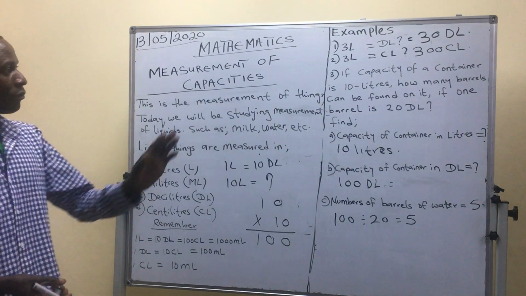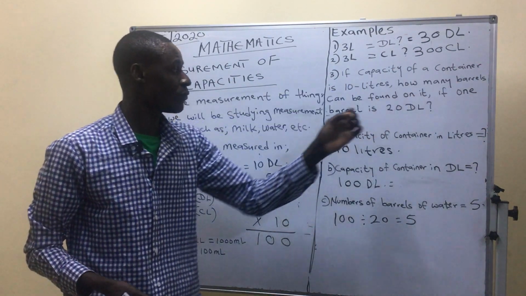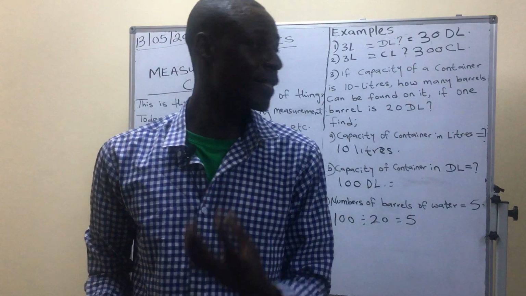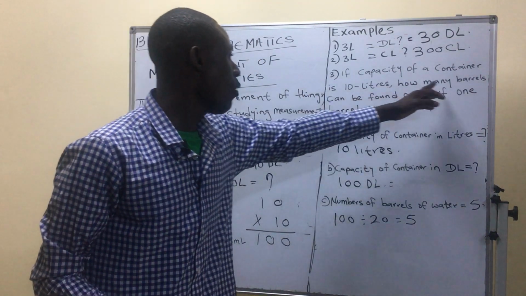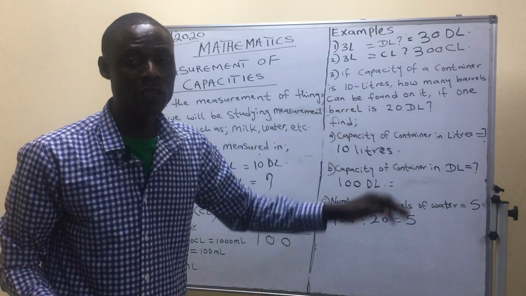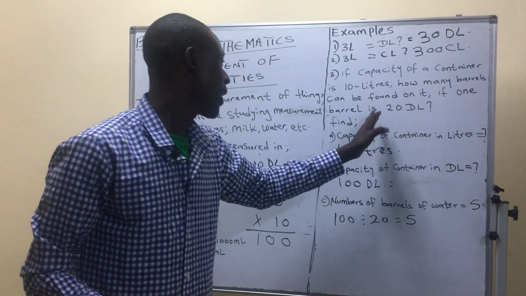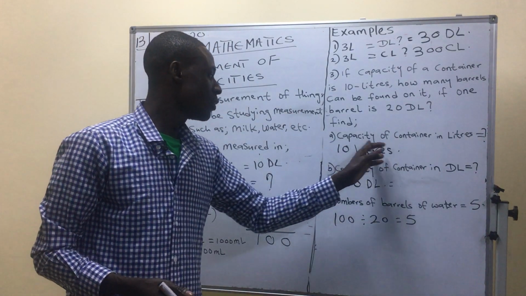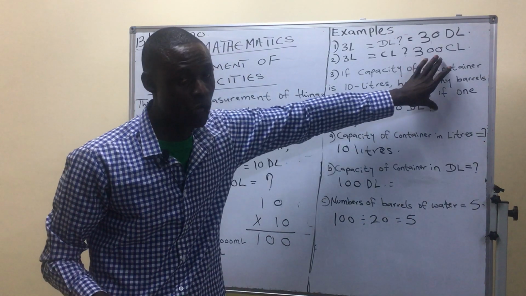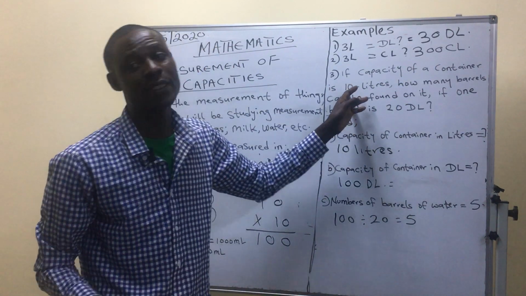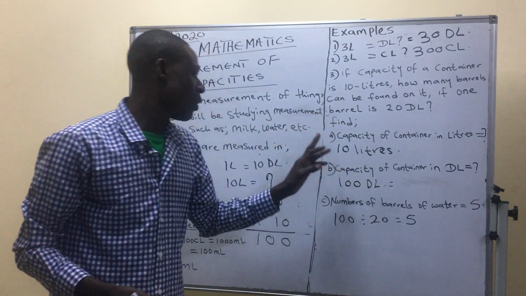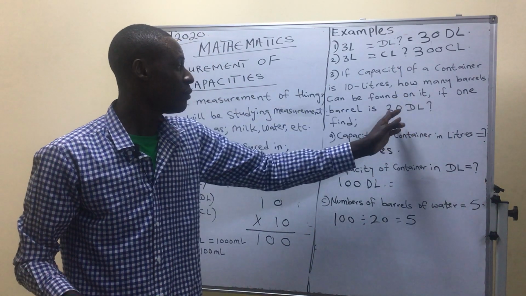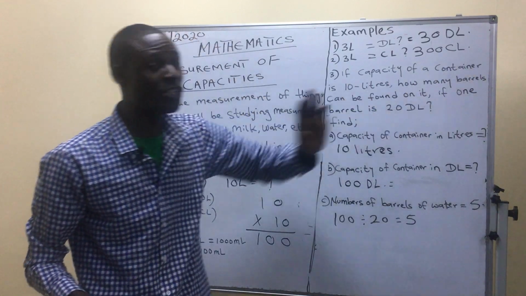I repeat, if the capacity of a container is 10 liters, how many barrels can be found in it if 1 barrel is 20 deciliters? 1, you have to look for the capacity of the container in liters in this question, and the capacity of the container in liters is 10. 2, the capacity of the container in deciliters is not given to you.